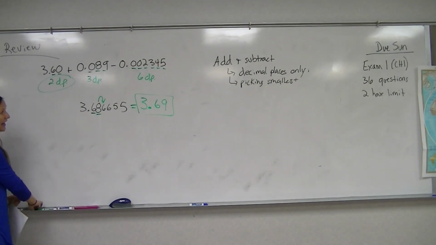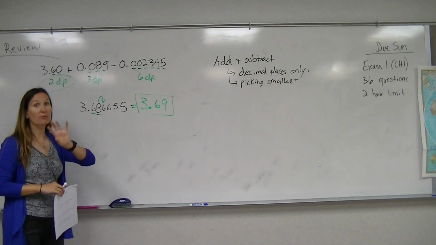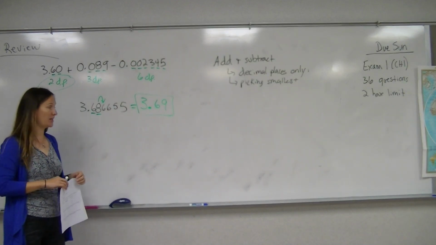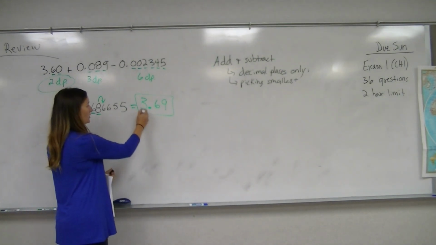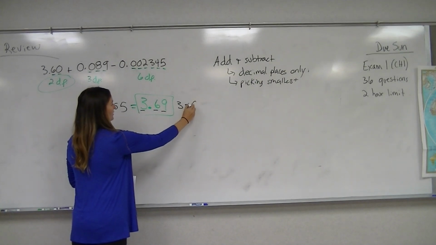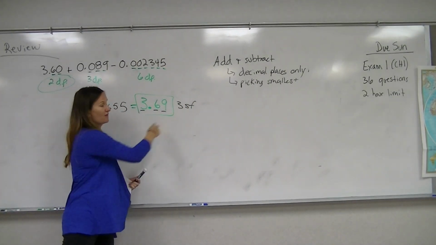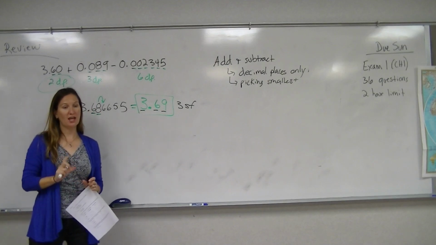So notice our answer, if we're counting sig figs now, not decimal places, we're counting significant figures, there's a total of 3 significant figures. 2 decimal places, but 3 significant figures. So note that difference.